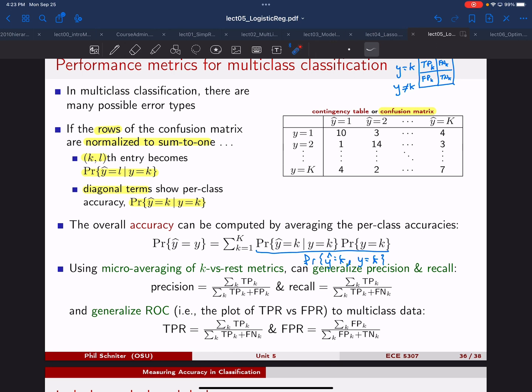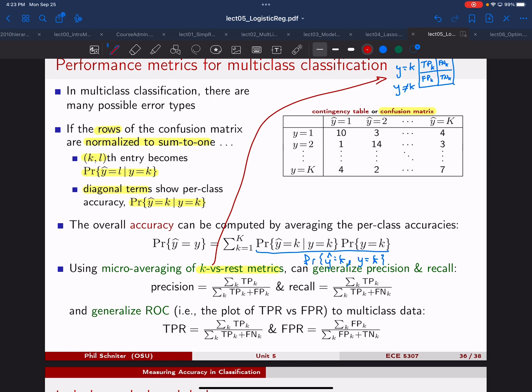Any questions? Let me just put a little arrow here. Are there any questions on anything here? Performance for multi-class?